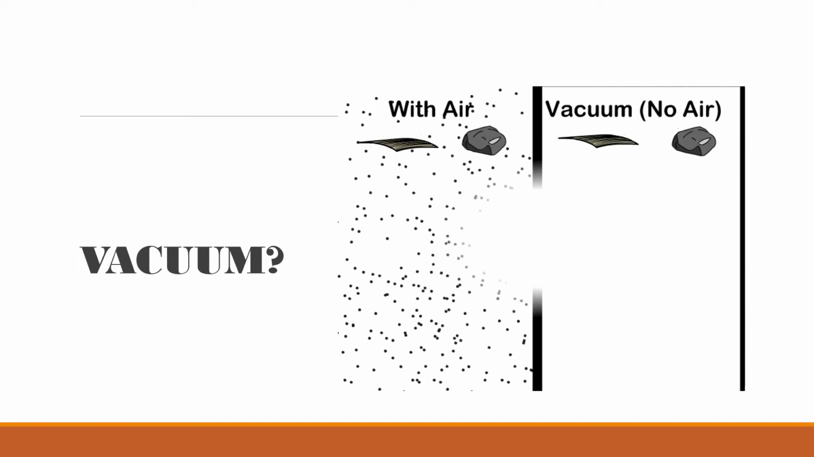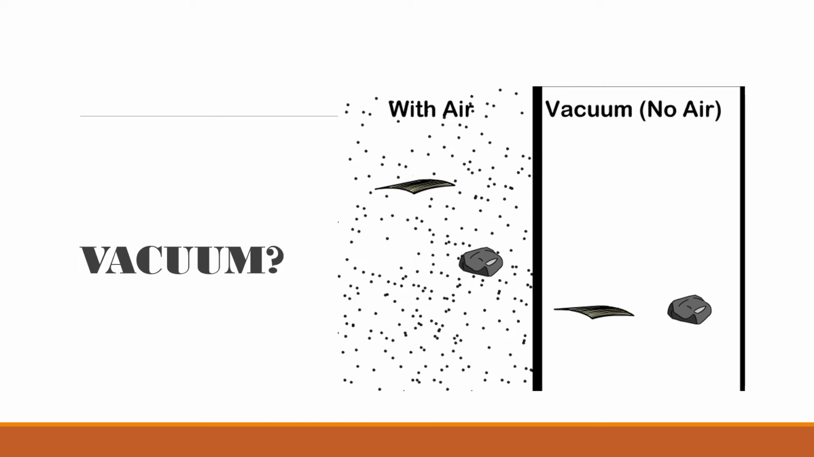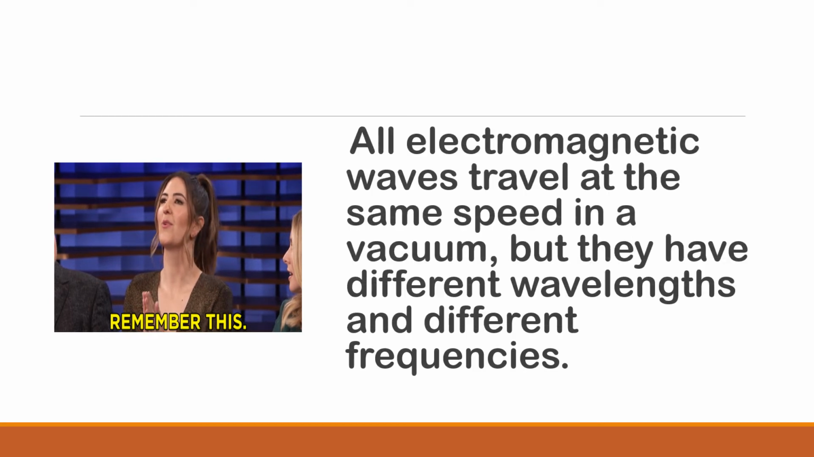We have said a while ago that all electromagnetic waves travel at the same speed in a vacuum. What is a vacuum? A vacuum, as shown in this picture, is a space that contains no air or other gas. So I want you to remember this one. All electromagnetic waves travel at the same speed in a vacuum, but they have different wavelengths and different frequencies.